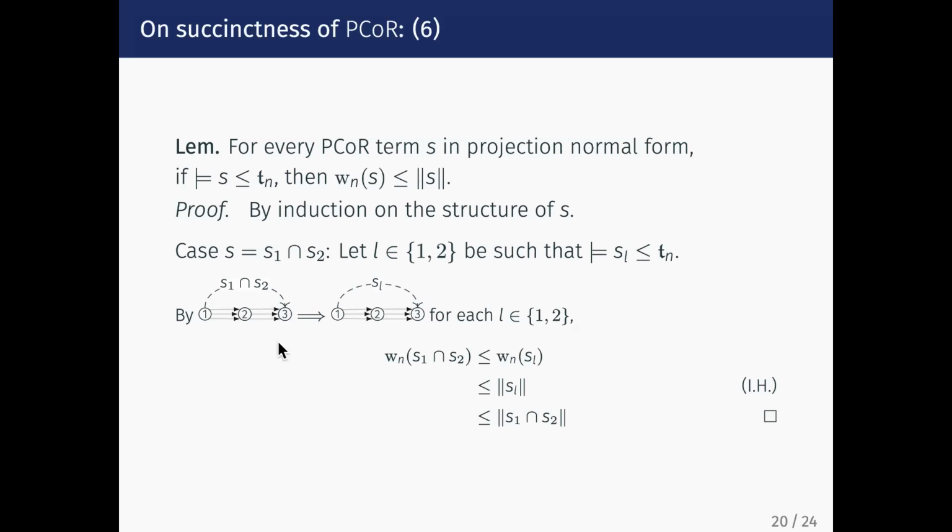For the case of intersection, this inequality holds. It is because if there is a path of S1 intersection S2, then there is a path of S1 and S2 from this to this. Then we can apply the induction hypothesis by selecting L as satisfying this inequality. Such an L always exists by the previous lemma, so this part is proved.